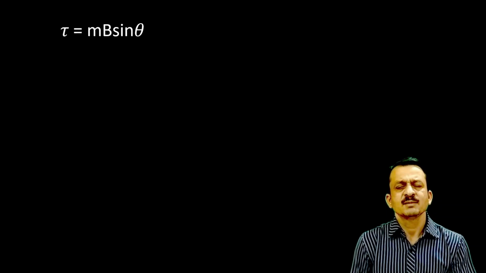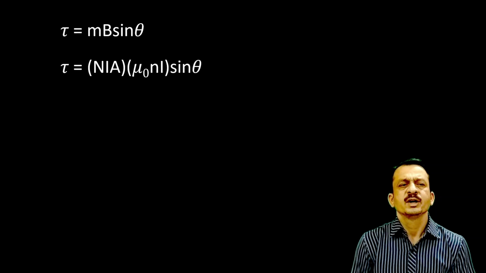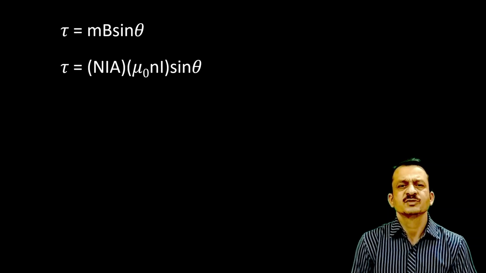We know that torque is given by tau is equal to m cross B, or m into B into sin theta, that we know. Here what is m? It is the magnetic moment of the circular loop which is carrying the current. B is the magnetic field due to the solenoid, and theta is the angle between the two. Theta is given as perpendicular, that is 90. So the magnetic moment is given by the formula N into I into A. N is the number of turns in the coil, I is the current flowing through the coil, and A is the area of cross section of the coil.